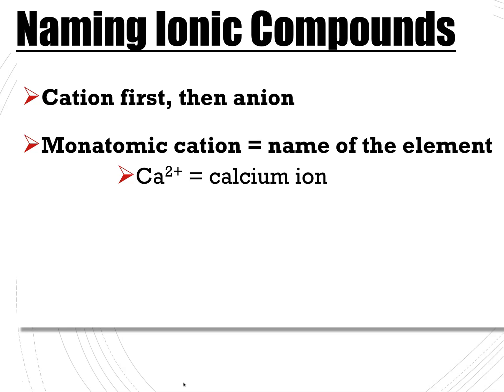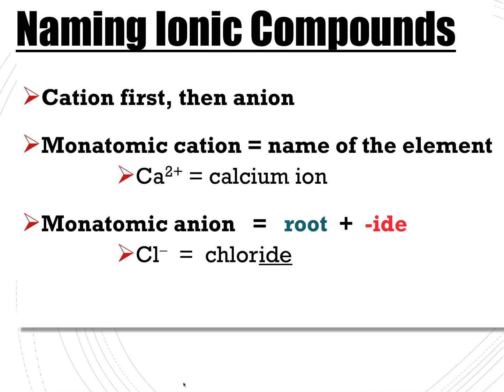So if it's a monatomic cation from the periodic table, you just use the name of the element. Calcium 2+ is just a calcium ion. And if it's a monatomic anion, we take the root word and we end in "ide." So here's chloride. That's why table salt is called sodium chloride, not sodium chlorine. So all monatomic anions end in "ide." So we put the two together and we get calcium chloride. So if I gave you CaCl2, you would write calcium chloride.